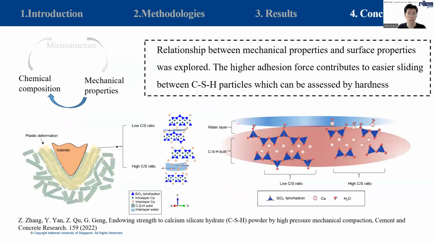When the indenter penetrates CSH, the plastic deformation is caused by CSH particle sliding. Larger plastic deformation is a reflection of smaller hardness value. The CSH surface with higher calcium ratio has more water content, which contributes to easier sliding between CSH particles. This is consistent with the results that CSH with higher calcium ratio has a lower hardness, in both microscale and macroscale.